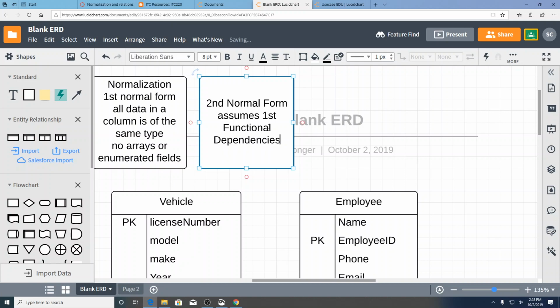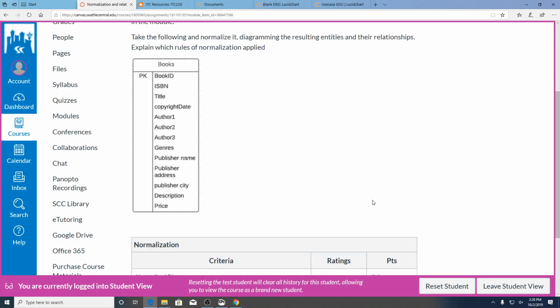So functional dependencies means that there's a list of things in your table that is not related to what the table is about. If we go back to the normalization assignment, I'm helping you a little bit here. Notice how there's a publisher name, publisher address, publisher city. These don't relate to the book. They're about publisher. It's a whole list of things that don't belong in a description of the book. You need to pull it out and create a publisher entity. Does that make sense?